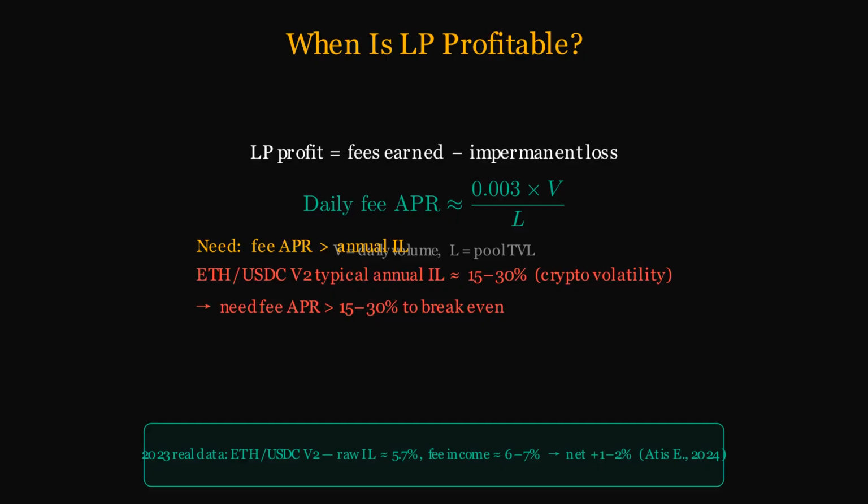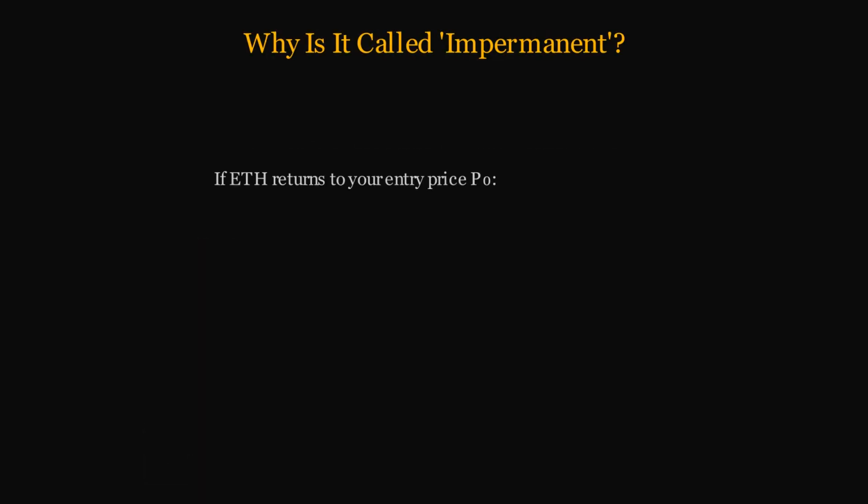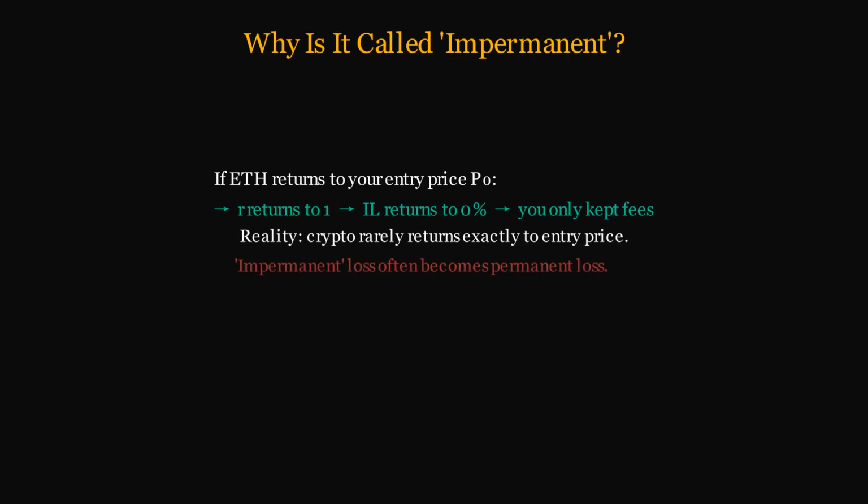In sideways or bear markets with lower volatility, fee income dominates and IL shrinks. The name impermanent comes from this: if prices return exactly to your entry level, IL goes back to 0. You have earned fees on the round trip and suffered no permanent cost. But in practice, crypto assets rarely return exactly to your entry price. So in most real cases, impermanent loss becomes permanent.